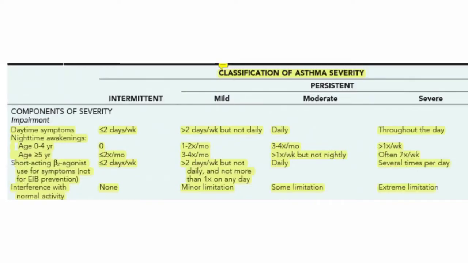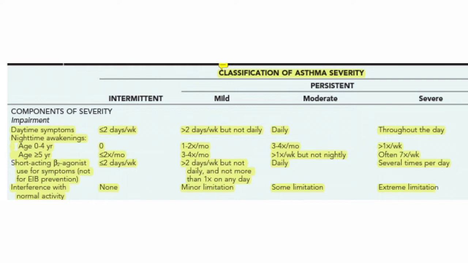So what is the classification of asthma severity? As I have already told, a patient who is not on medication comes to you the first time, you will classify as per the asthma severity classification. It can be intermittent or persistent. In persistent, it can be mild, moderate, and severe.